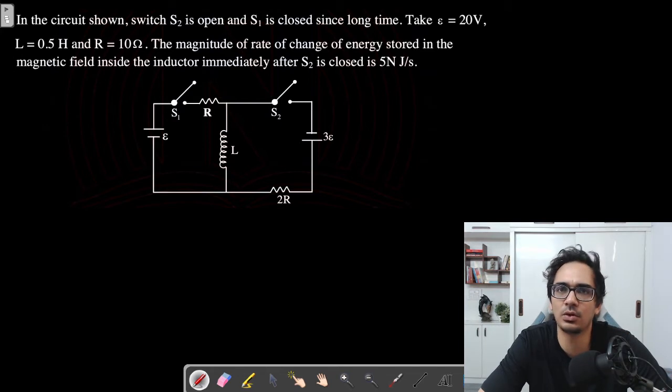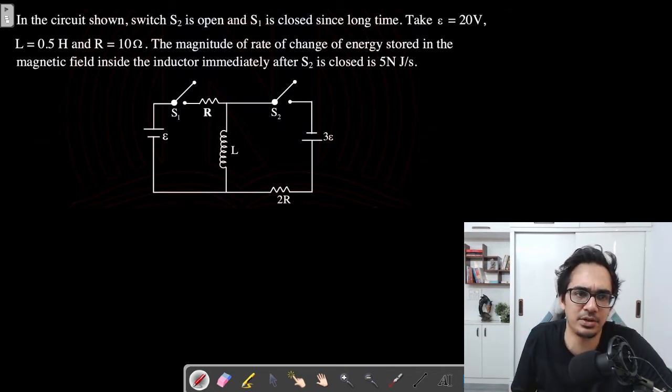Okay. So this is a core conceptual problem in the sense that only those students whose concepts are very clear can solve this question. Those students who just mug up the formulas will find it difficult. So let's read the question and check if your concepts are clear or not. In the circuit shown, switch S2 is open and S1 is closed since long time.